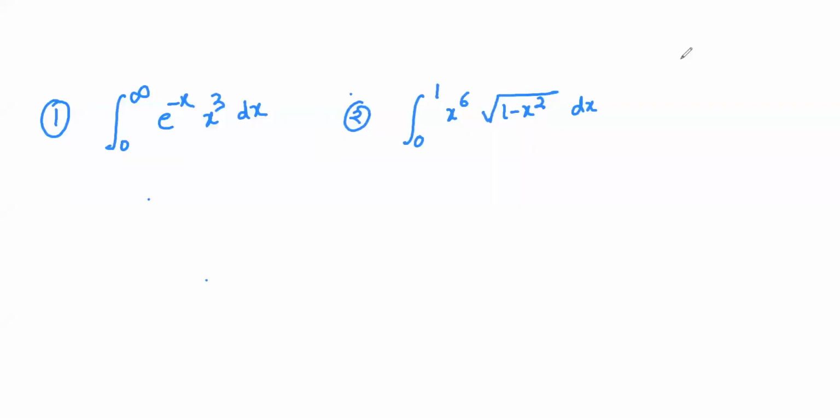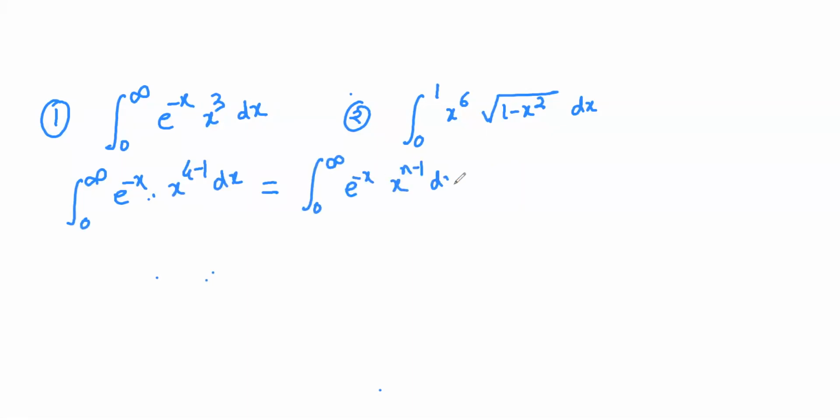So the first one is 0 to infinity e raised to minus x, x raised to 4 minus 1 dx. Compare it with 0 to infinity e raised to minus x, x raised to n minus 1 dx. So n is equal to 4 here, and the answer is gamma 4. Gamma 4 is nothing but 3 factorial, and 3 factorial is 6. So the first one is clear.